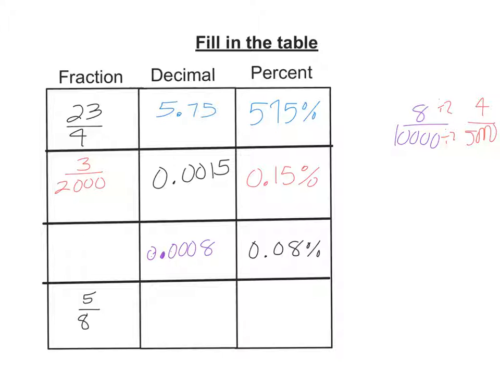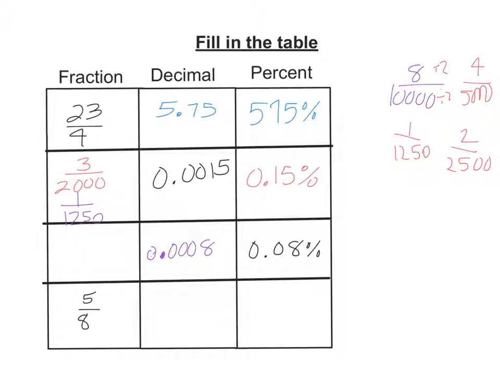And then I can divide by 4, or 2 again. Let's do it with 2 because for some people it takes a little bit longer. So divide by 2, and you get 2 over 2,500. Divide by 2 once more, and I get 1 over 1,250. Everybody get that? Awesome.